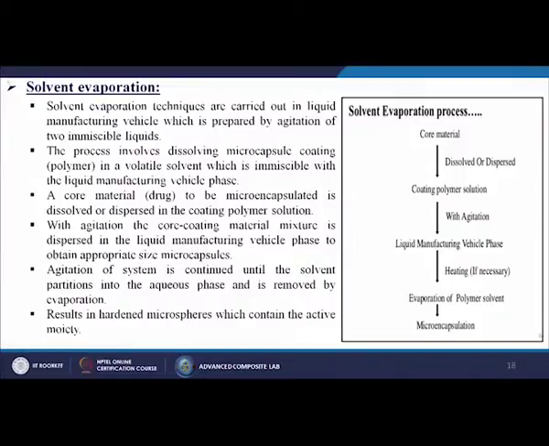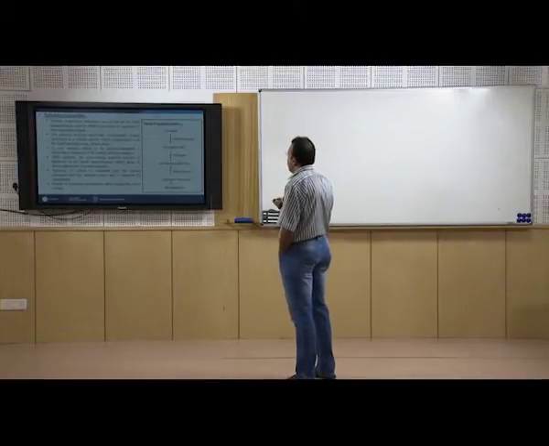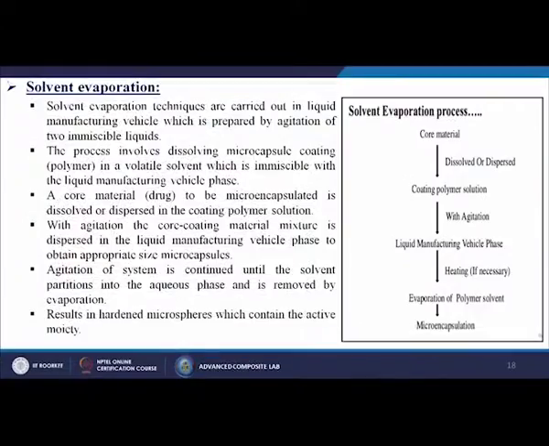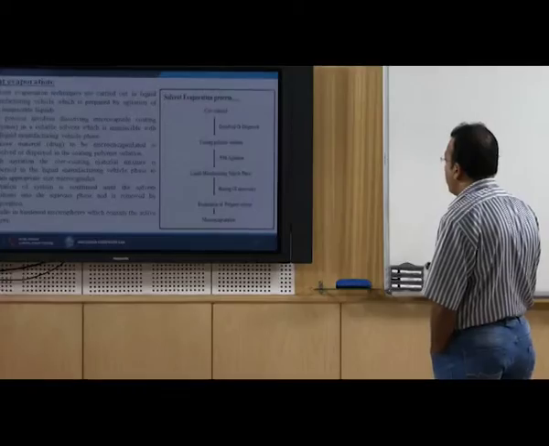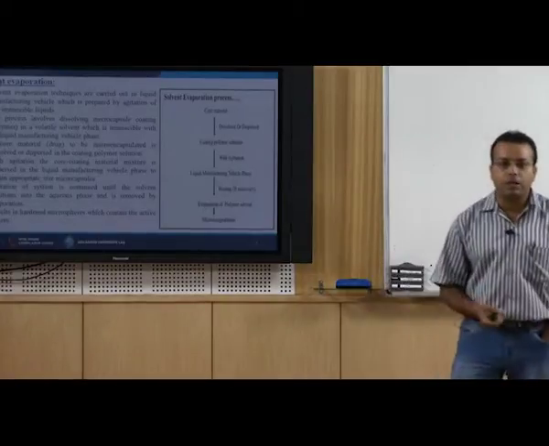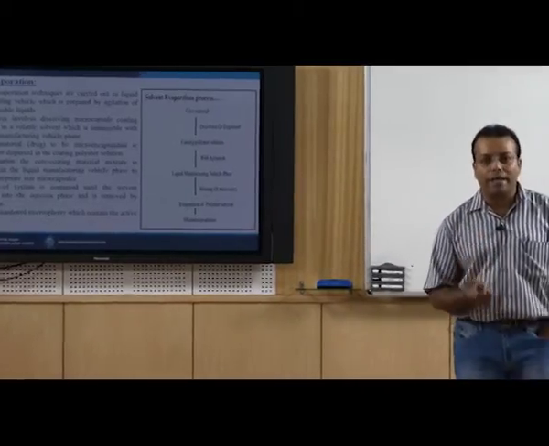So, here in the solvent evaporation process, first we are taking the core material, then we are dissolving or dispersing that core material into some medium. Then we are making the coating polymer solution, and then we are doing some kind of agitation process so that the liquid manufacturing vehicle phase is formed. Then we are doing the heating, and then the evaporation of the polymer solvent, and by these methods we are doing the microencapsulation.